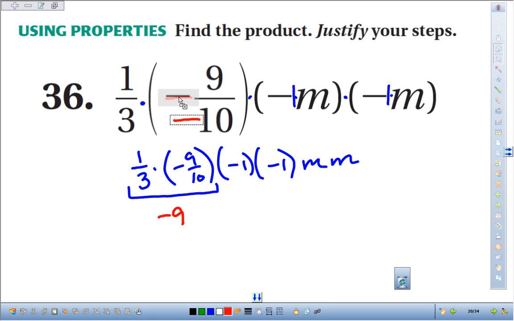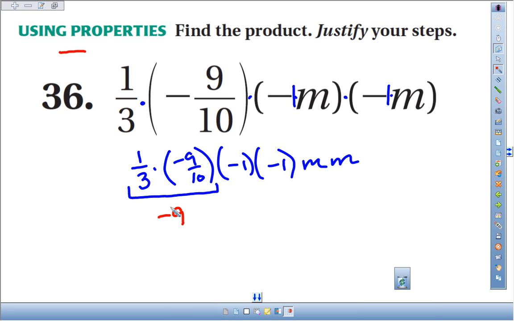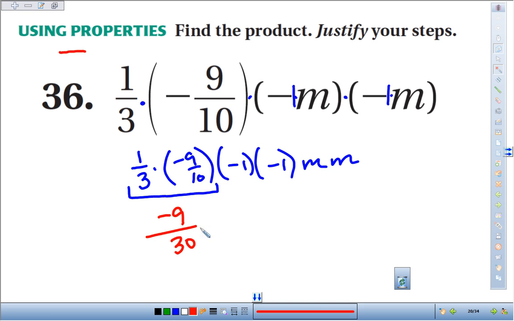So when you've got negative 9/10, you can either associate the negative with the top, the numerator, or the denominator, but you can't associate it with both. I like to usually put it with the numerator. So going back, again, a third times negative 9/10, I'm going to think of the negative with the 9. So 1 times negative 9 on top gives me negative 9. 3 times 10 on bottom gives me 30. And that reduces, they're both divisible by 3, reduces to negative 3/10.